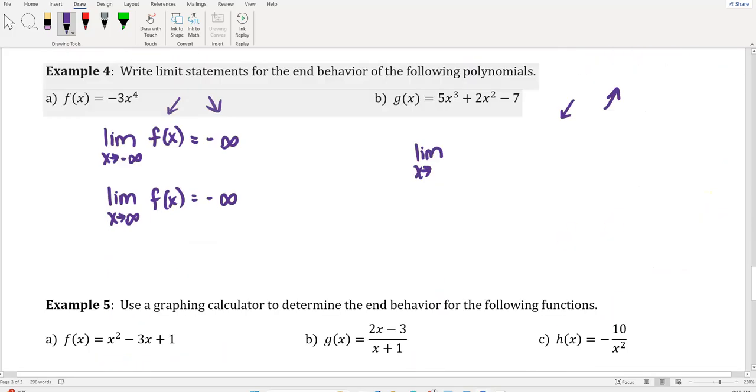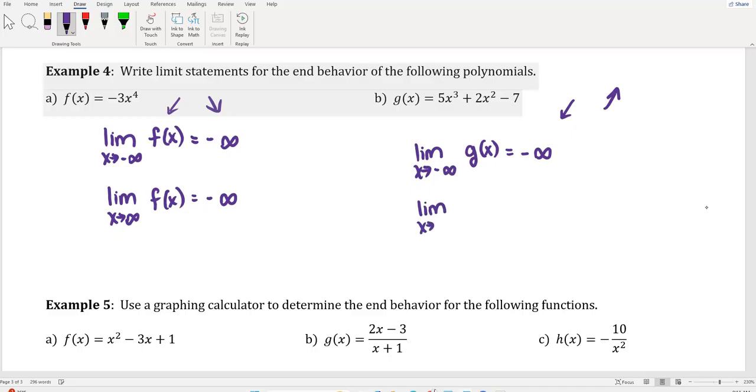There we go. All right, so limit as x approaches negative infinity of, this time, make sure you use a g of x here, because this function is named g of x. And then we would say negative infinity, but the limit as x approaches positive infinity of g of x would equal positive infinity. Everybody good here?